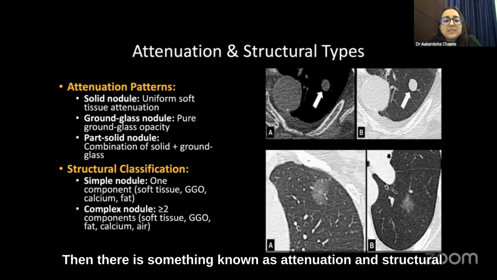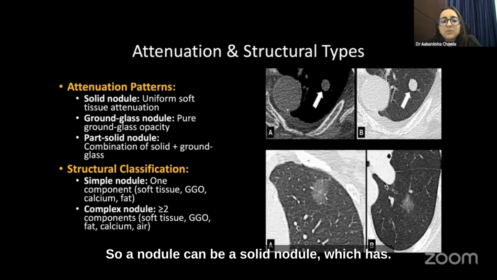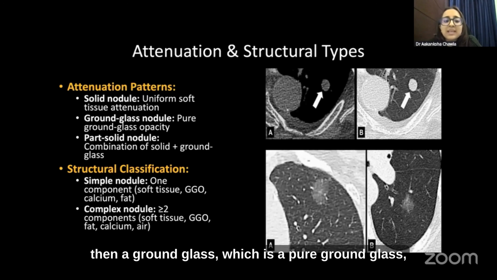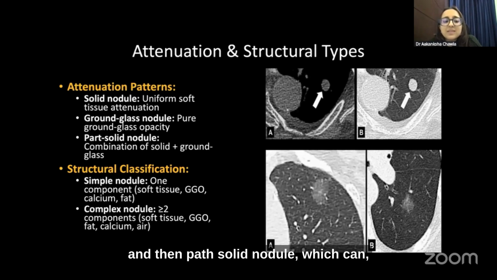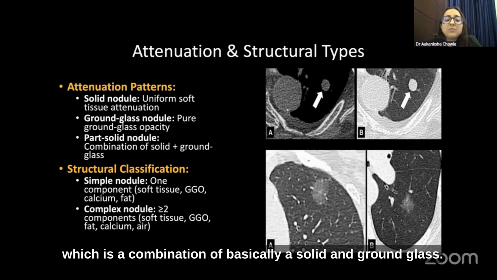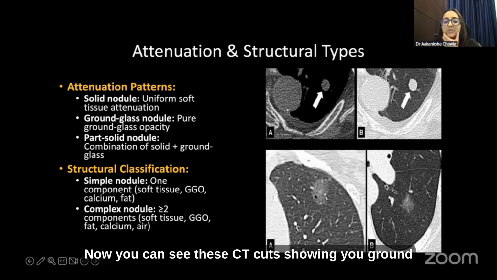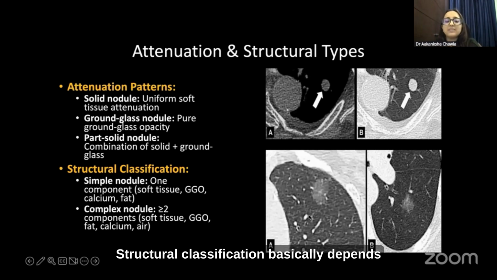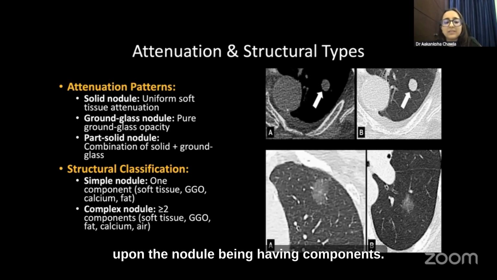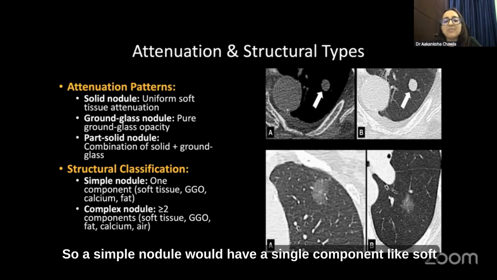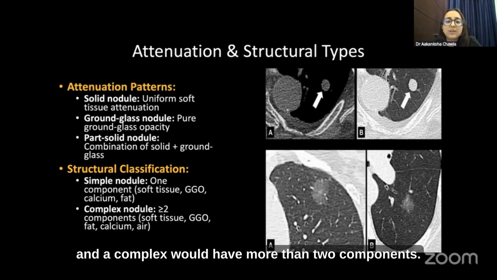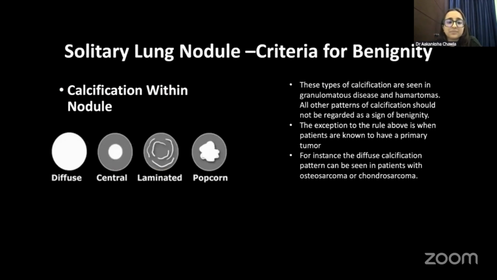Then there is something known as attenuation and structural types of the nodule. A nodule can be a solid nodule, which has a uniform soft tissue attenuation, then a pure ground glass nodule, and then a part solid nodule, which is a combination of solid and ground glass. You can see these CT cuts showing ground glass and part solid nodules. Structural classification depends upon the nodule having components. A simple nodule would have a single component like soft tissue, ground glass, calcium or fat, and a complex nodule would have more than two components at the same time.